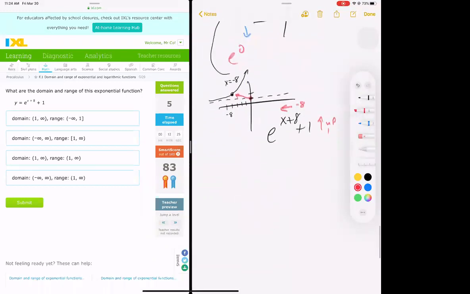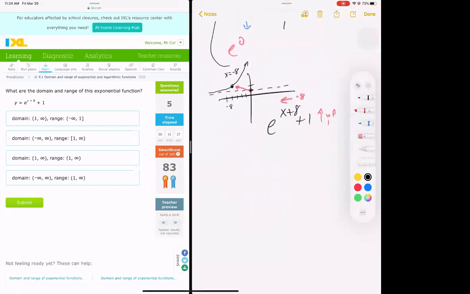Thanks, Evan. If I give you another one, just make it up. Say y is equal to e to the negative x minus 2 plus 3. So to make this go to 0, it's a plus 2. So we move the graph 2 spaces to the right. And we add 3, which means the graph goes up by 3 spaces.